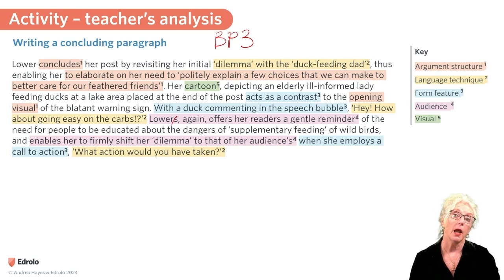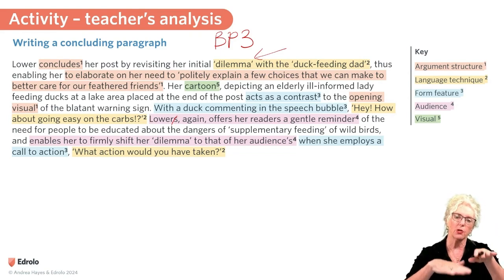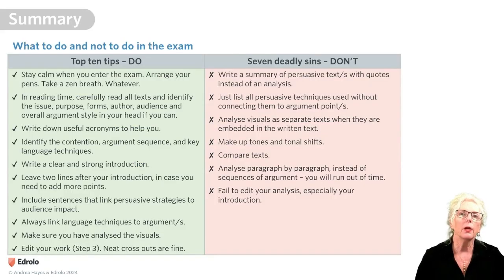So this is my conclusion, but as you can see here, it allows me to bring up that last point about delivering a revisit to the dilemma, and it also allows me to talk about the argument style as well as audience impact, but expanding on the visual. So in summary, what to do and what not to do in the exam.